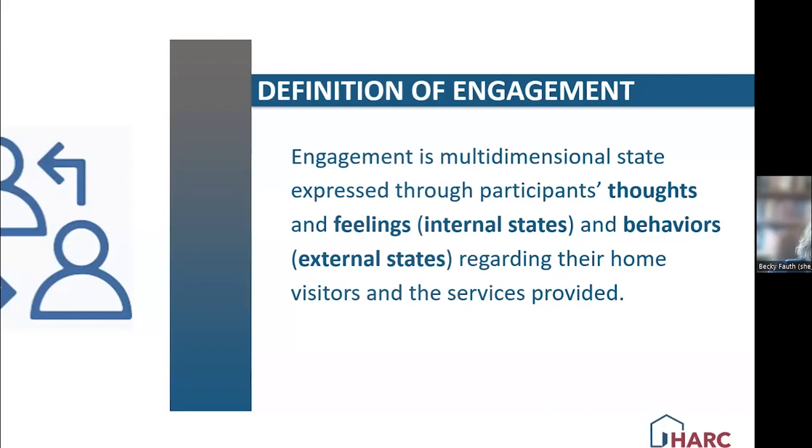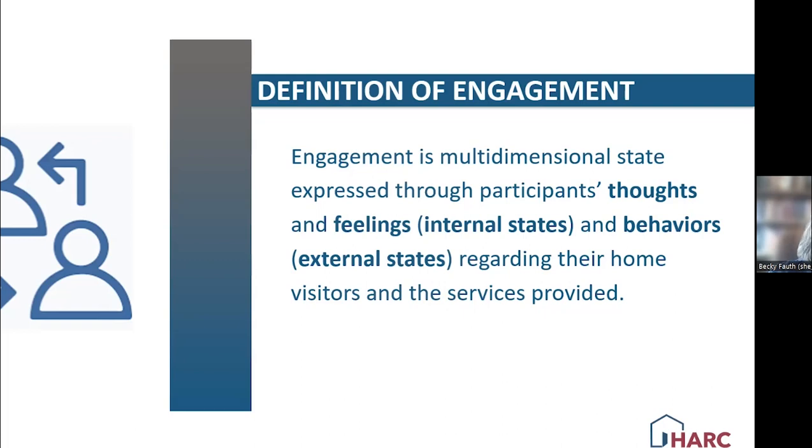If any of you saw or remember our presentation from 2 years ago, you'll see that this definition has evolved as we've shared our work and got more feedback and learned more. So here's where it stands today. Engagement is a multidimensional state expressed through participants' thoughts and feelings, the internal states, as well as their behaviors, or external states, regarding their home visitors and the services provided. It's important to note that engagement is dynamic. That is, the internal and external states of engagement shift over time as relationships evolve and families receive services that do or do not meet their expectations.